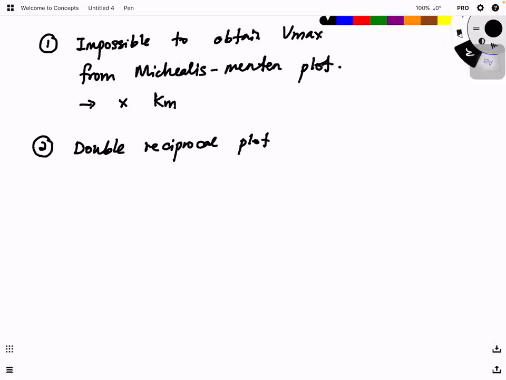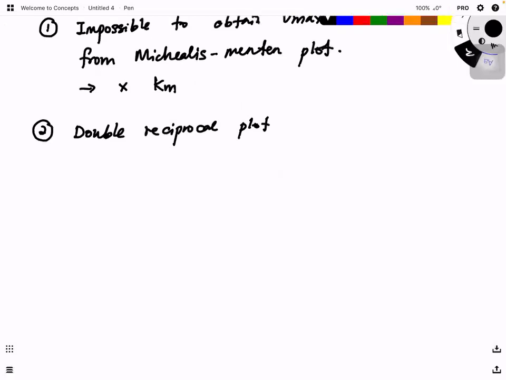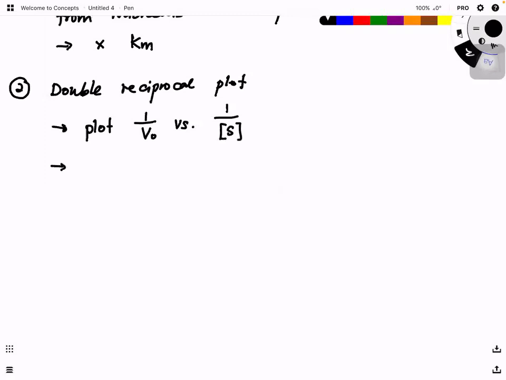So for this double reciprocal plot, you need to know what we plot. We plot 1 over V naught versus 1 over substrate concentration. Do I need to remember the formula? The answer is no need. No need for us to remember the formula, but you need to know what we plot. We plot 1 over V naught versus 1 over substrate concentration. So you will again get a straight line.